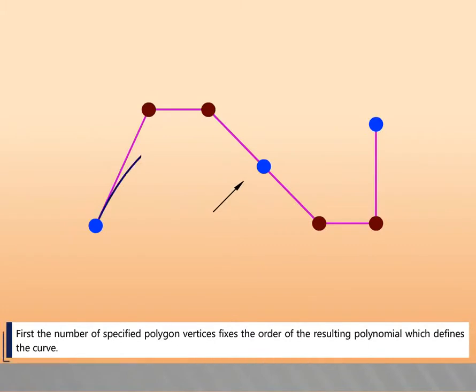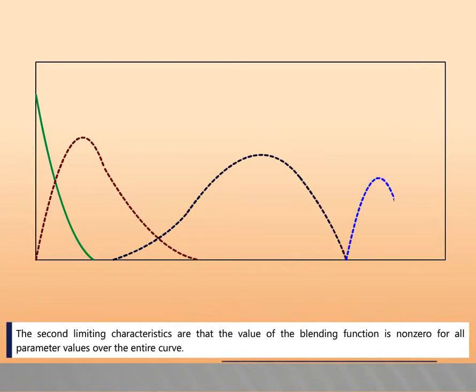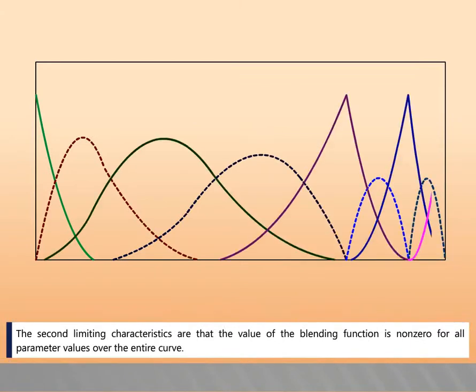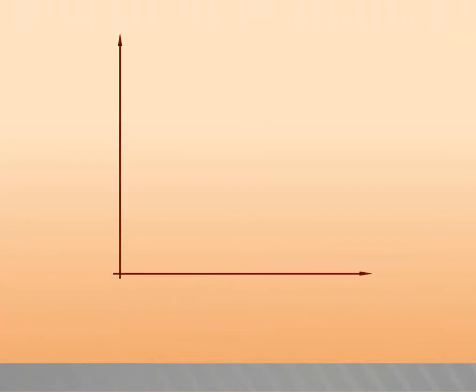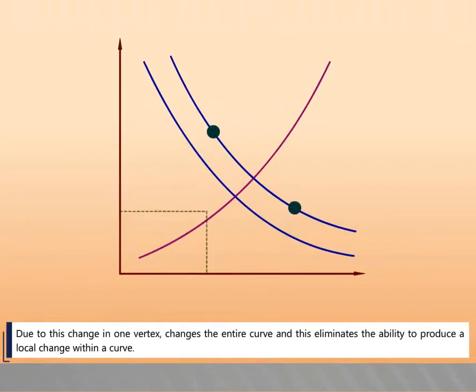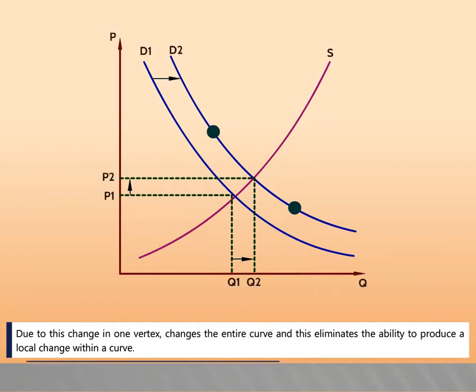First, the number of specified polygon vertices fixes the order of the resulting polynomial which defines the curve. The second limiting characteristic is that the value of the blending function is non-zero for all parameter values over the entire curve. Due to this, a change in one vertex changes the entire curve, and this eliminates the ability to produce a local change within a curve.